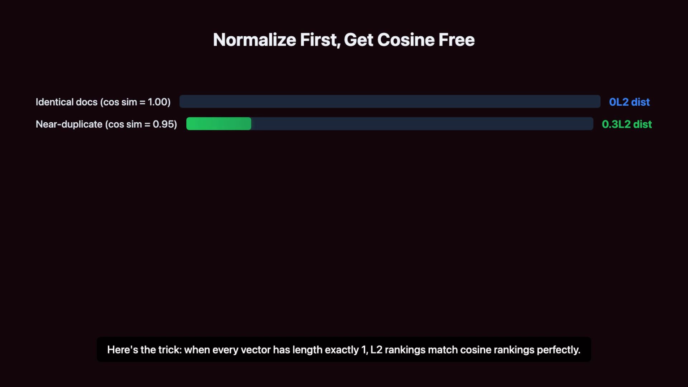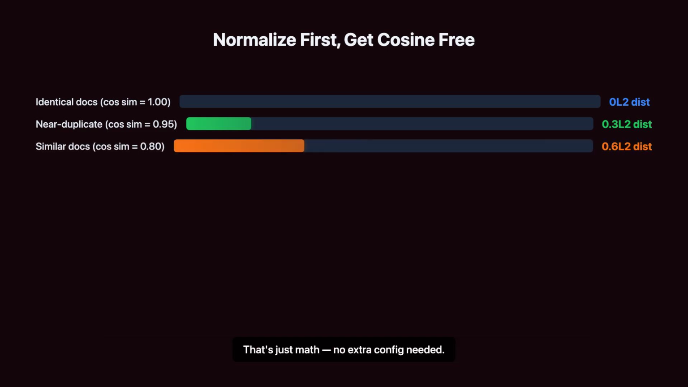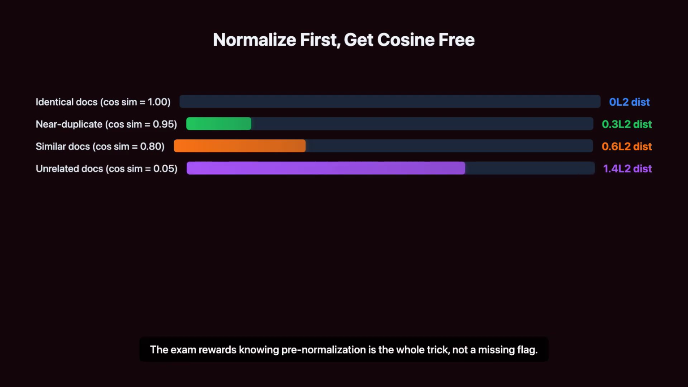When every vector has length exactly 1, L2 rankings match cosine rankings perfectly. That's just math. No extra config needed. Your pipeline already normalizes to unit length before writing to delta, so cosine behavior is already baked in. There's no distance_metric parameter to pass. The exam rewards knowing pre-normalization is the whole trick, not a missing flag.